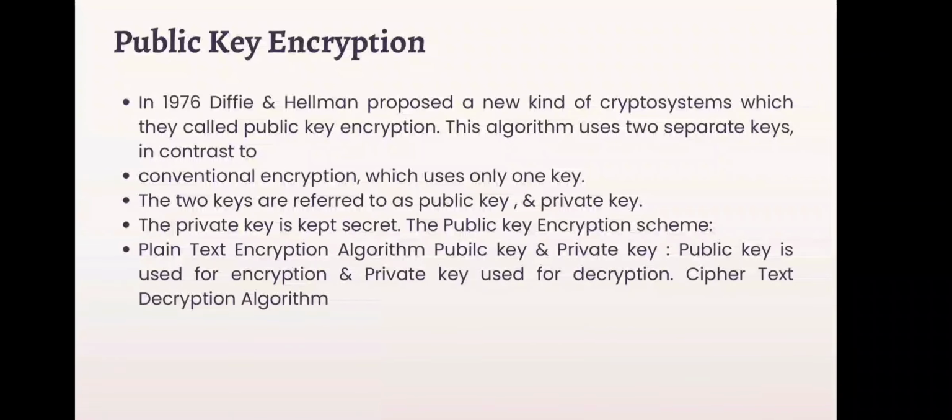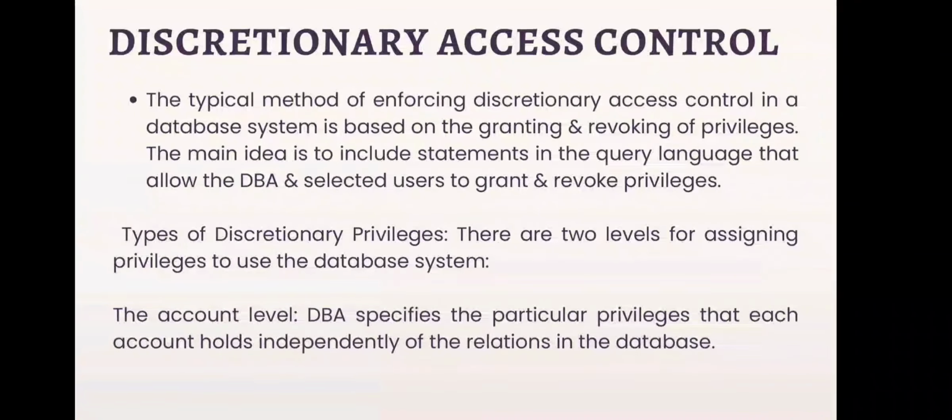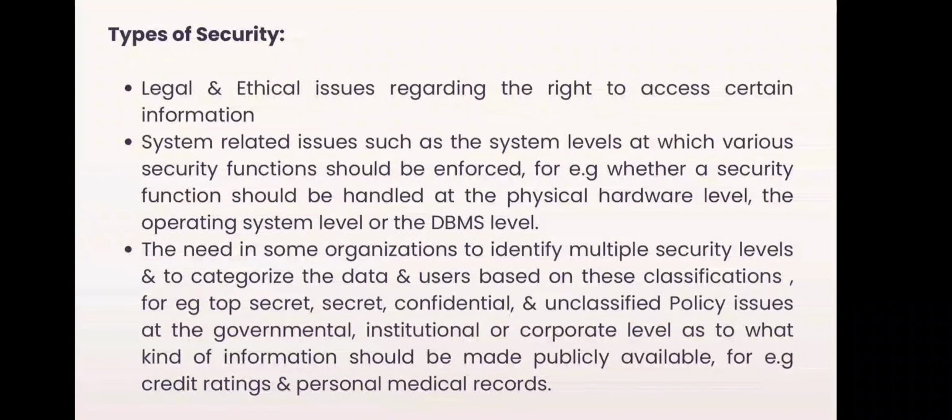So the important topics in this chapter are: what is encryption, public key and private key, and role-based access control. So this is important. You have to go through all of it, but the main things to see are what is encryption, public key, private key and role-based access control.